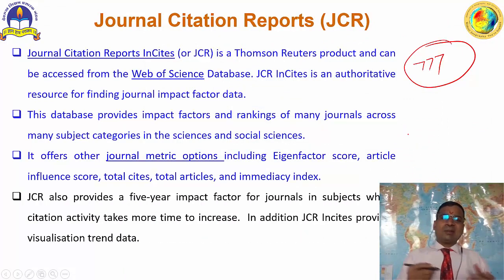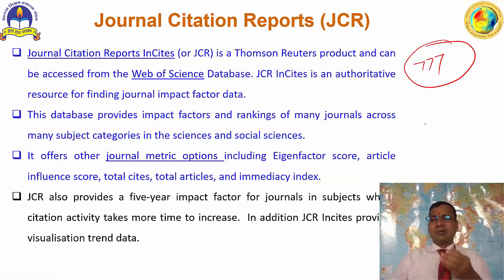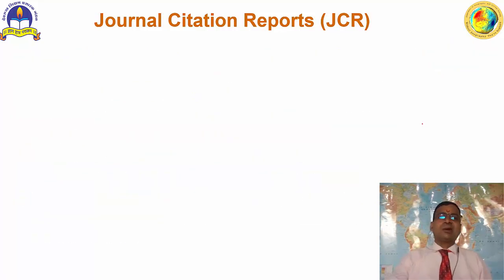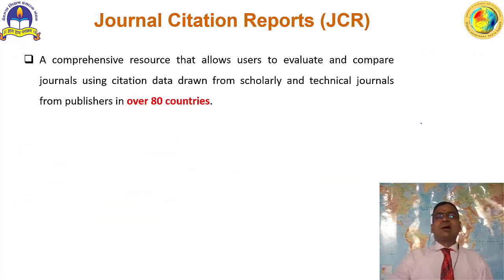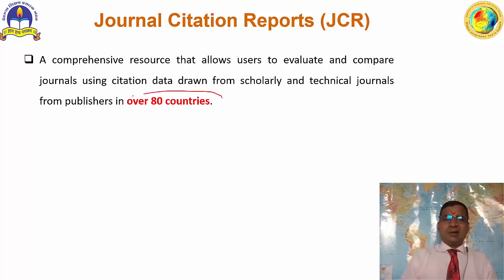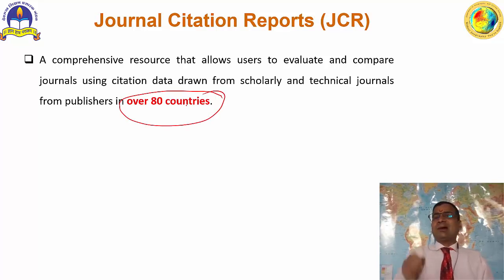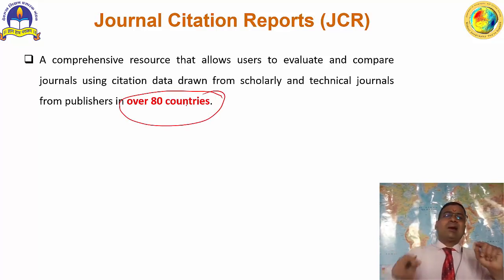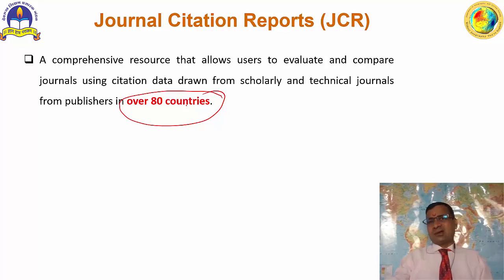JCR also provides 5-year impact factor. We have already discussed the same. Then a comprehensive resource that allows users to evaluate and compare journals using citation data drawn from scholarly and technical journals from publishers in over 80 countries. You can see the various journals from 80 countries have been listed, I mean indexed, in Journal Citation Reports.